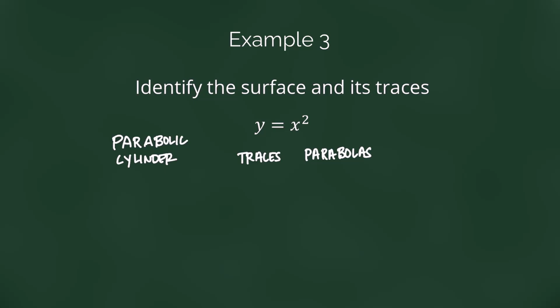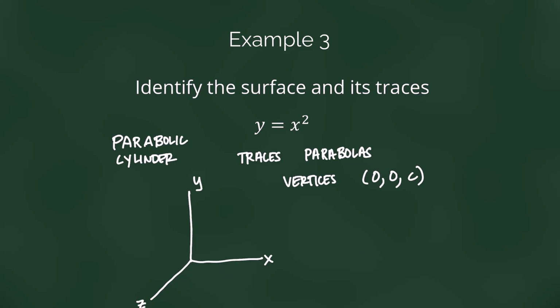And because the original parabola has its vertex at the point 0, 0, the vertices of these parabolas are going to be at the points 0, 0, c, where c is any real number. So there's one parabola at any value of z equals c. I don't know if I'm going to be any better at drawing this than the other ones. Let's do this is x, this is y. We'll make this c. So our traces are going to look like this.